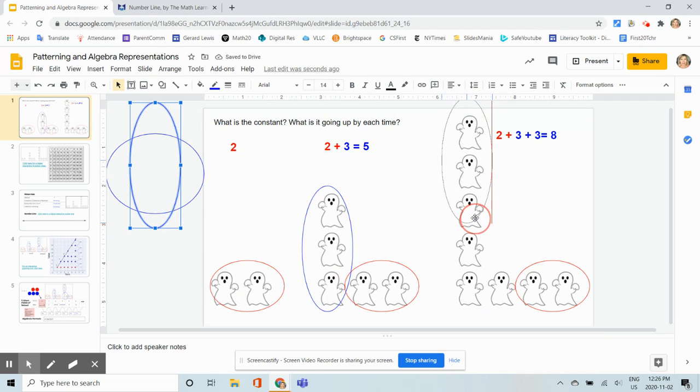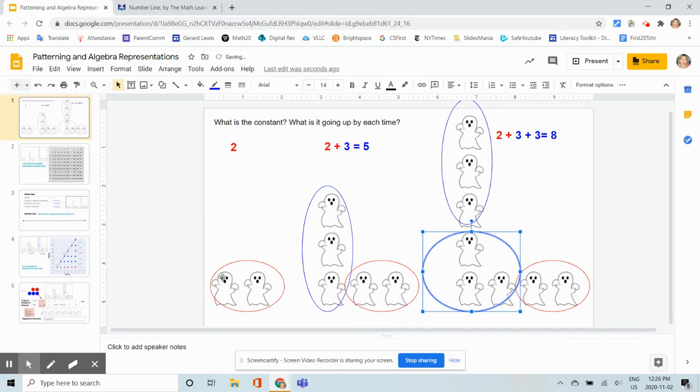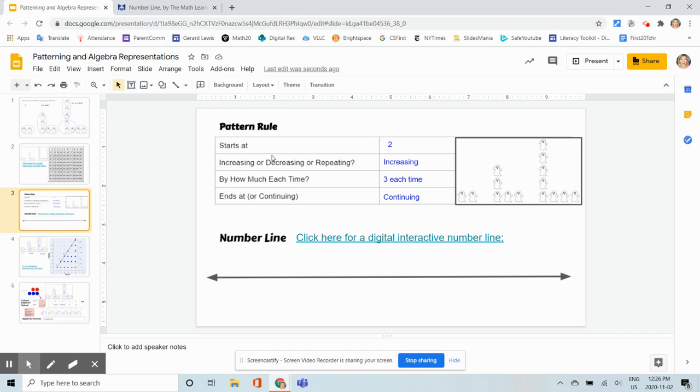And we can see that here. There's 3 ghosts here. And then I also went up another 3 this time. So I have 3 and 3. So term 1 has 2, term 2 has 5, term 3 has 8 ghosts. That's just helpful for us identifying what is happening in our pattern rule. So when I jump here, I can say that we started at 2. We increased our pattern. This is an increasing pattern. It means it is getting bigger, and it is getting bigger by 3 each time.